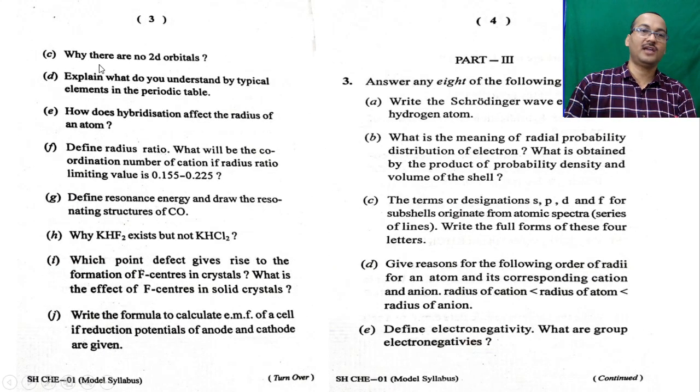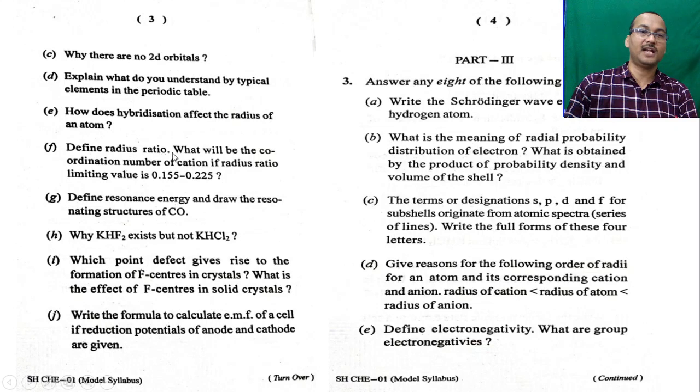Next question, why there are no 2d orbitals? The next question, what do you understand by typical elements in periodic table? The next question, why does hybridization affect the radius of an atom? So how does the hybridization affect the radius of an atom? So you need to write down.